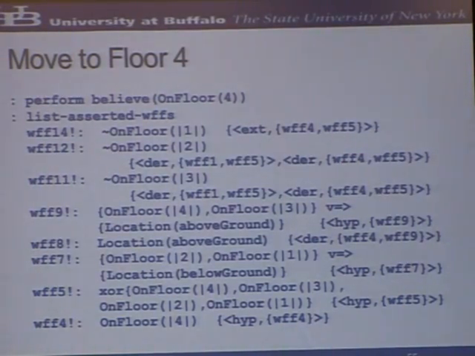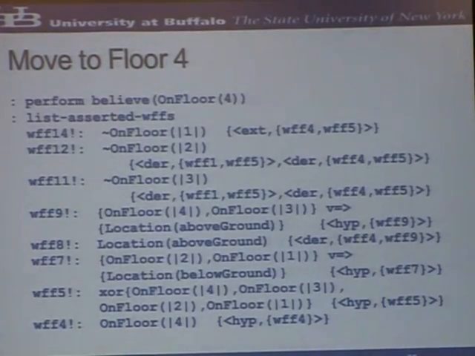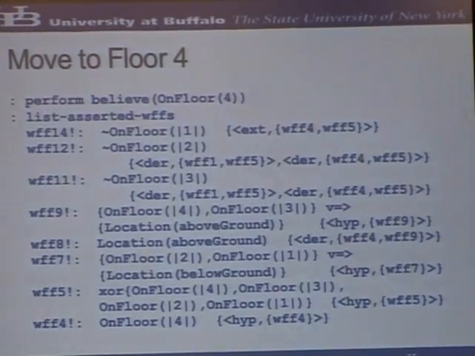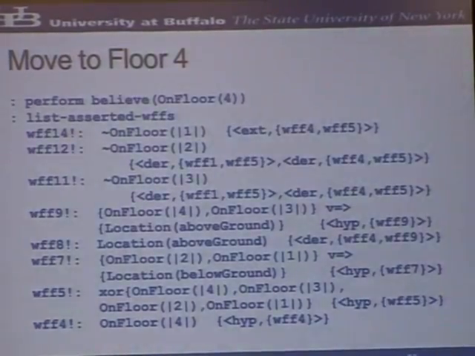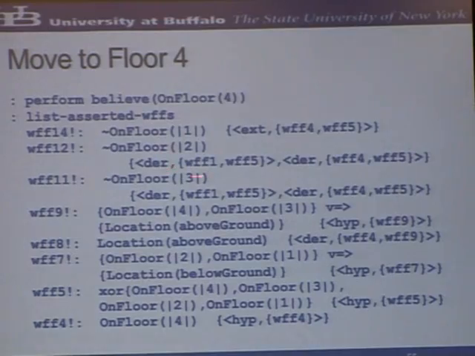That has been invalidated. No, right? No, the derivation has not been invalidated. The derivation is still a valid derivation. But woof one is no longer believed, so we can't do that derivation. But if we change and now start believing we're on floor one, it's there already. It doesn't have to be worked out again. It just reappears.